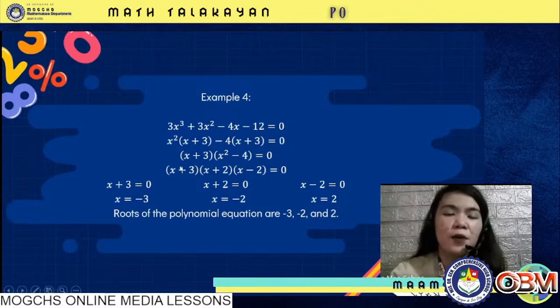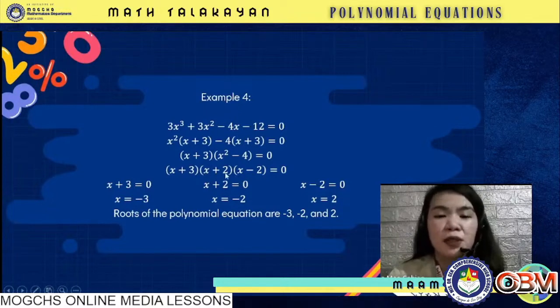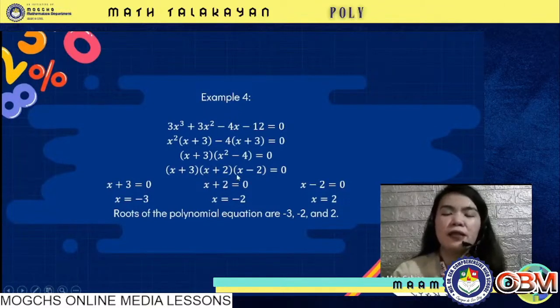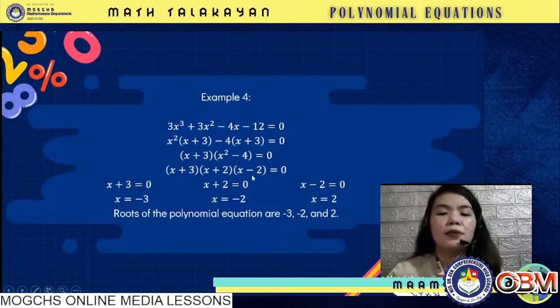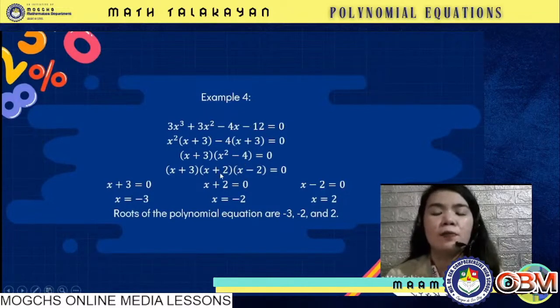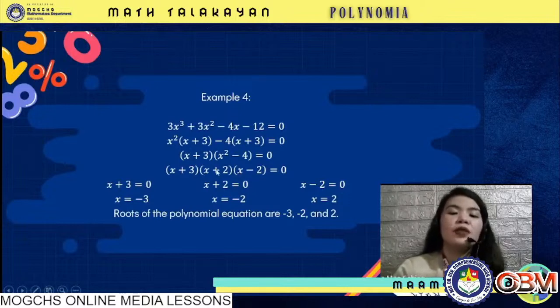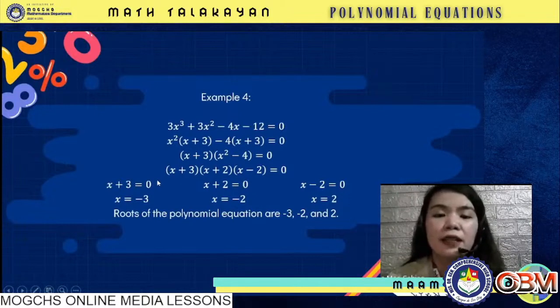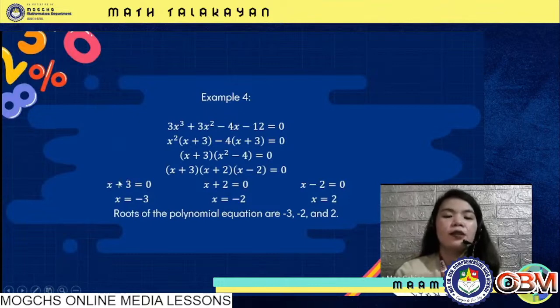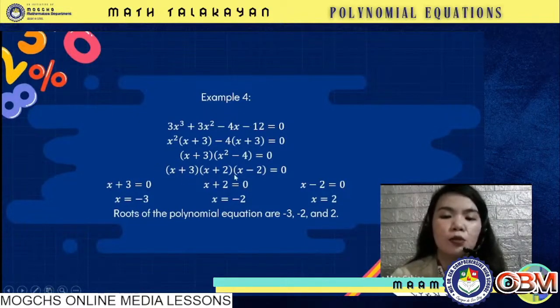So we have quantity of x plus 3 times the quantity of x plus 2 times the quantity of x minus 2 equal to 0, since the factors of x squared minus 4 is just the quantity of x plus 2 times the quantity of x minus 2. So in this case, we'll find the values of x. So we equate each factor to 0.